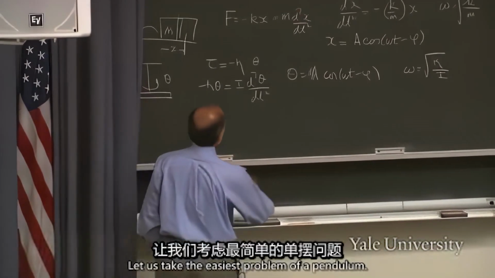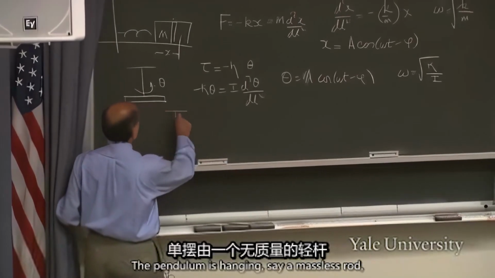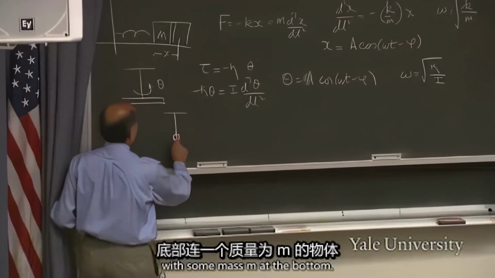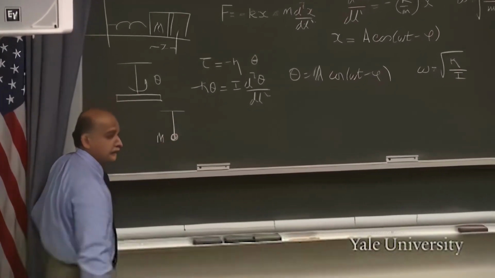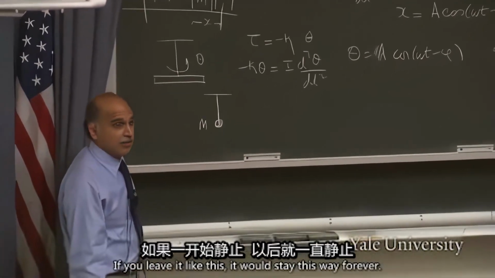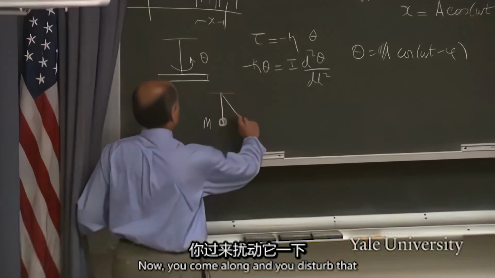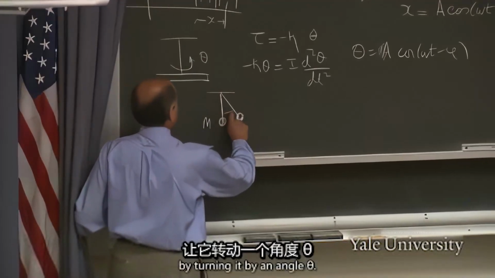Let us take the easiest problem of a pendulum. If a pendulum is hanging, say, a massless rod with some mass m at the bottom, it's very happy to stay this way. If you leave it like this, it will stay this way forever. No torque, no motion. Now you come along and you disturb that by turning it by an angle theta.